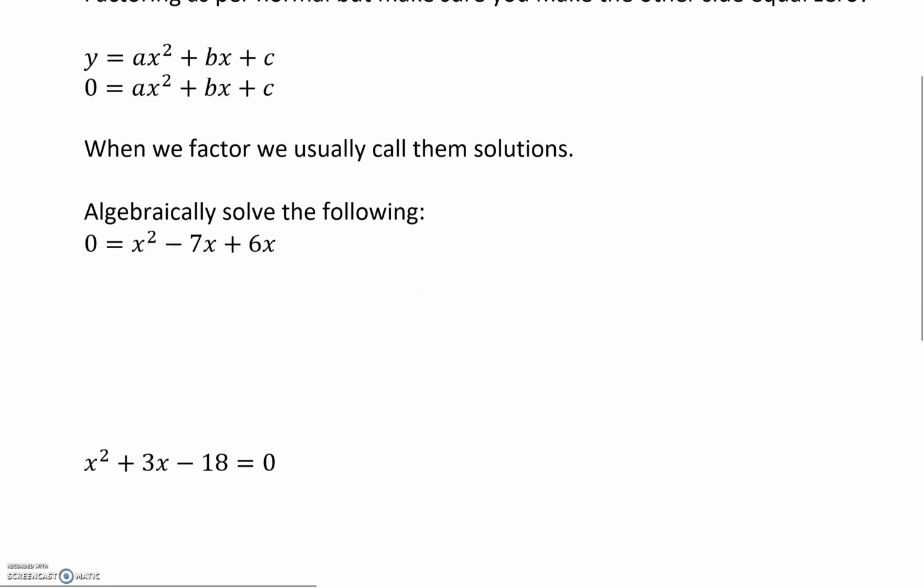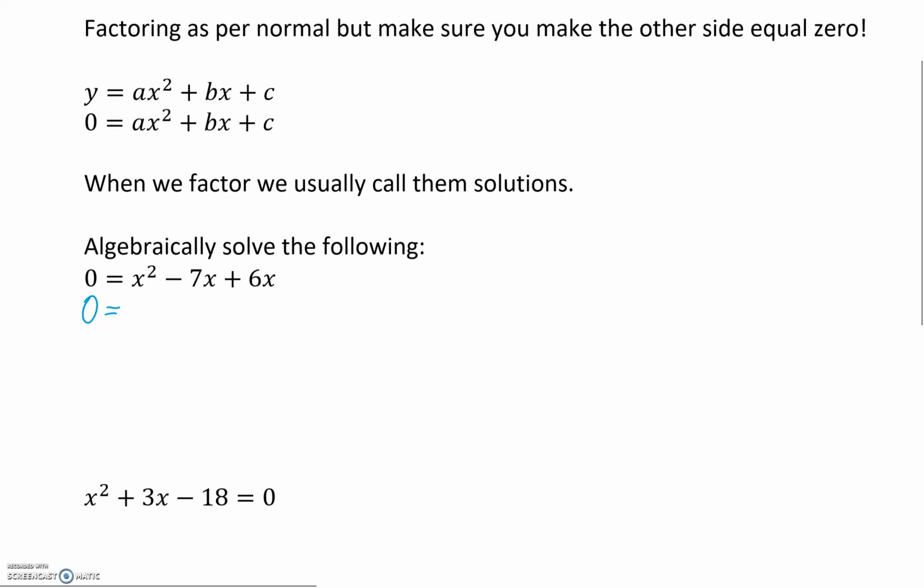So what does that look like? Well, we have to make sure that it equals 0. So just like before, make sure the other side equals 0. And then we're going to factor like this. And oftentimes this is going to look like PSA. So what that means is we look at our first number here, or I guess our last number.